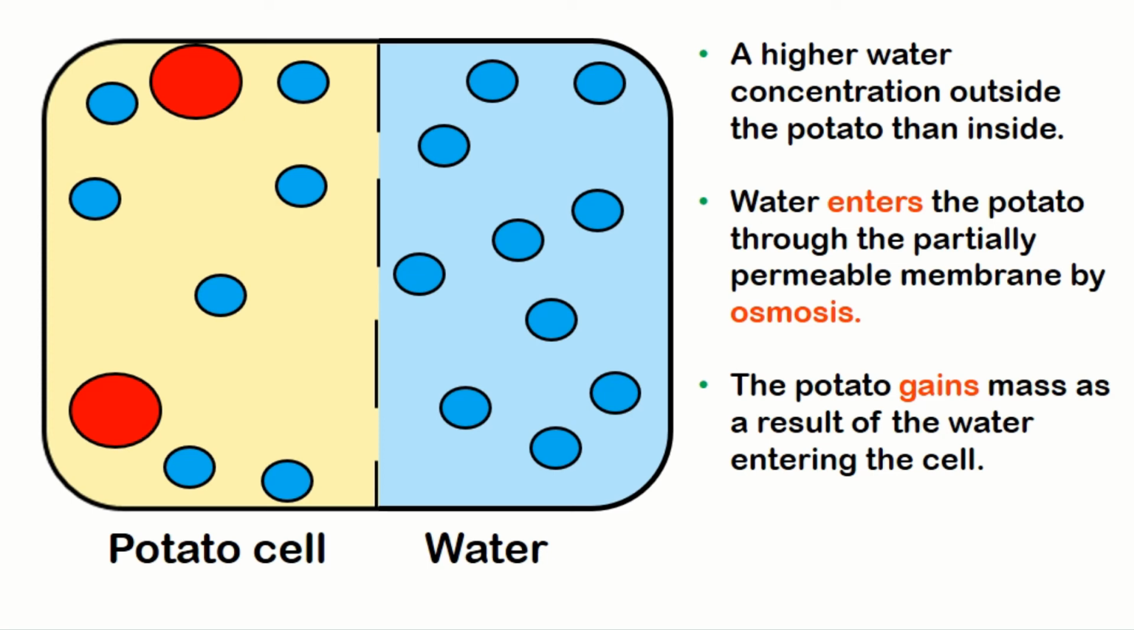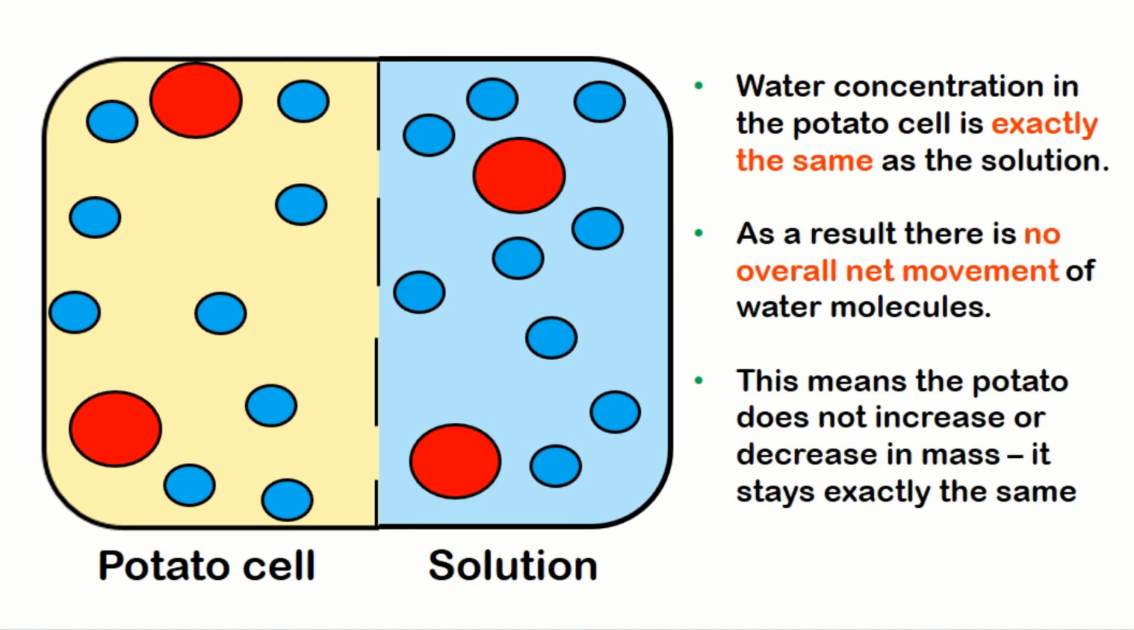The key thing with these questions is just look, where's the higher water concentration, and then it's going to leave that area to the other area. And if water's leaving the cell, it's going to lose mass. If water's going into the cell, it's going to gain mass.